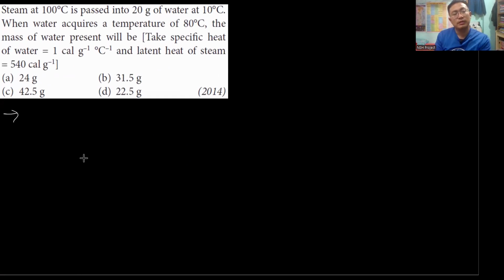Now, steam at 100 degrees Celsius is passed into 20 grams of water at 10 degrees Celsius. When the water acquires a temperature of 80 degrees Celsius, from 10 degrees to 80 degrees, the mass of water present will be?